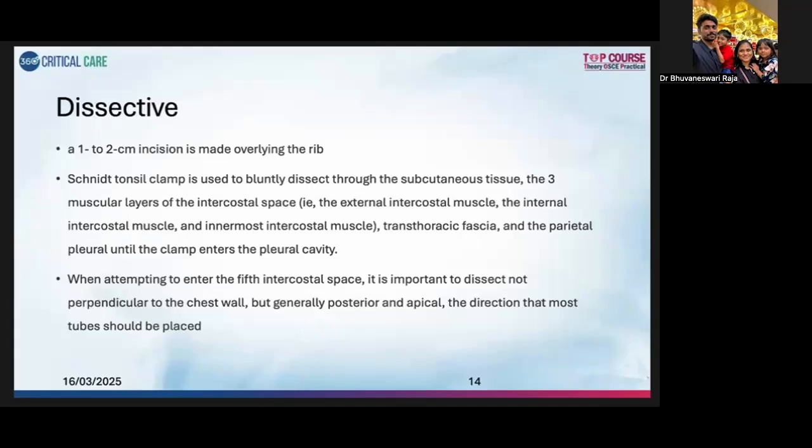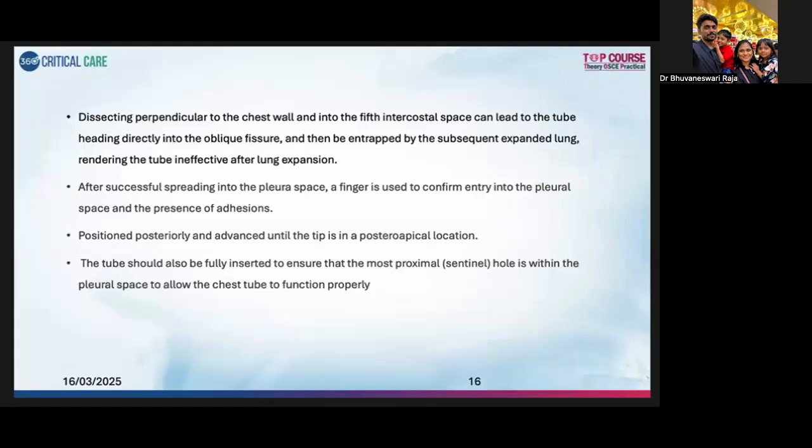When attempting to enter the fifth intercostal space, you should not go perpendicular to the chest wall. You should always go in the posterior apical direction. When you dissect perpendicular to the chest wall into the fifth intercostal space, it can make the tube head directly into the oblique fissure of the lung, and the tube can be entrapped by the subsequently expanded lung, rendering the tube ineffective. Once you spread the pleural space, a finger can be used to confirm entry into the pleural space. Position the tube in the posterior apical direction, and the tube should be fully inserted to ensure the most proximal hole is within the pleural space.